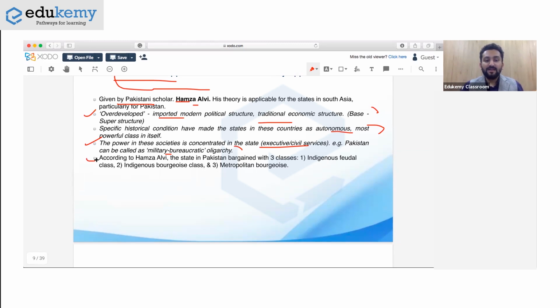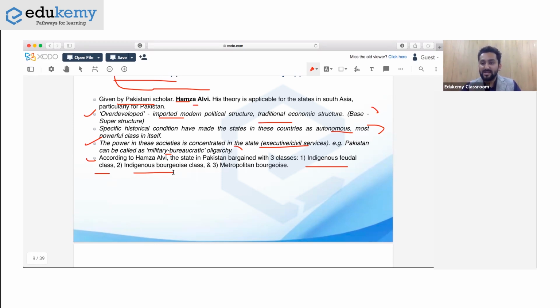Then in the last, what are you going to mention? You're going to mention that Hamza Alvi has said that a state actually works as a bargainer. A state manages different classes. You are going to use the concept of Bonapartism here, where the state itself works as a bargainer between different classes. What are these different classes? Like the indigenous feudal class, which in Pakistan means big landlords. They already have their dominance, so the state has to manage their dominance. They are not dominant; actual dominance is with the state, the officers and rulers, meaning those who got the government.